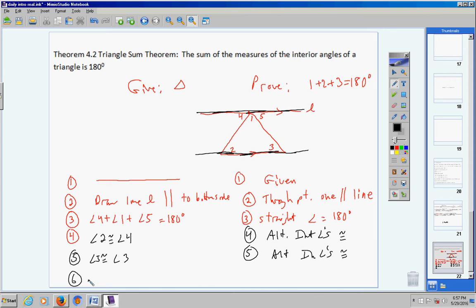I can now state the measure of angle 2 plus the measure of angle 1 plus the measure of angle 3 equals 180. Where'd that come from? Substitution. Look, 2 is congruent to 4, so where 4 is right here, I'm going to put 2. 5 is congruent to 3, so where 5 is right here, I'm going to put angle 3. And look at that, I'm done. The measure of angle 2 plus 1 plus 3 equals 180.